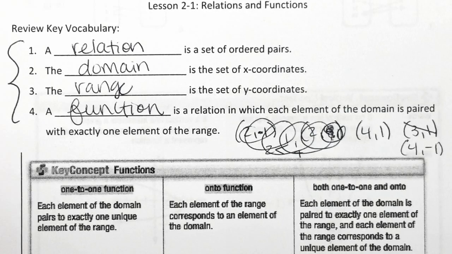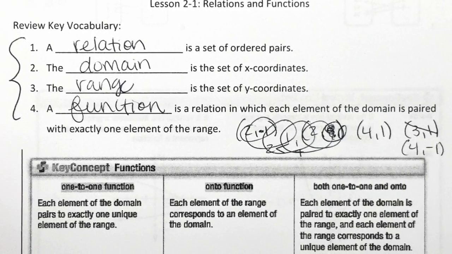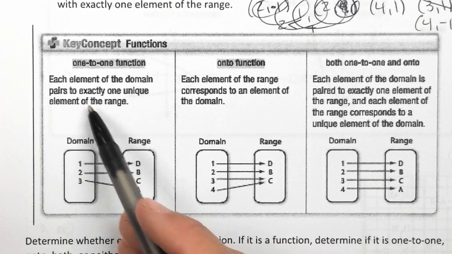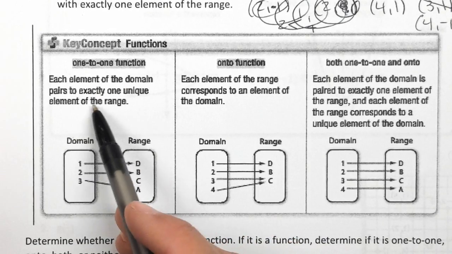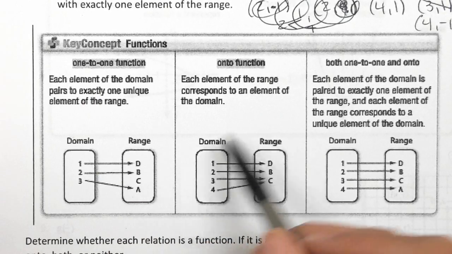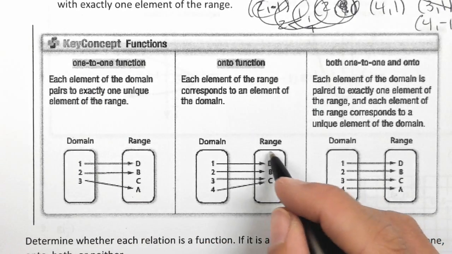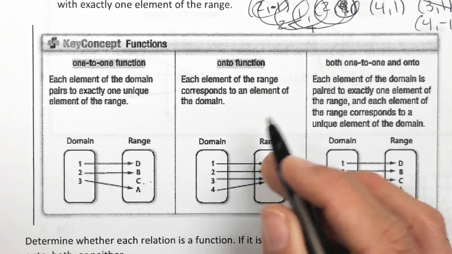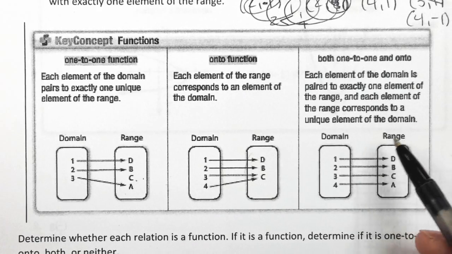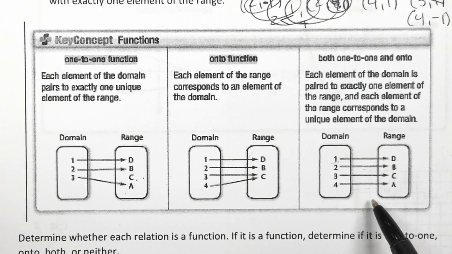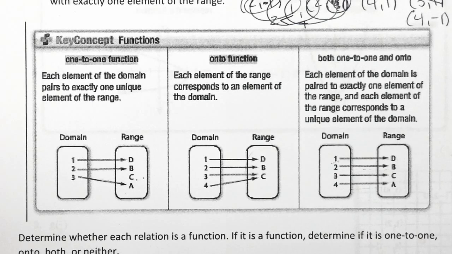Alright. There's three different types of functions, or actually two. The first one is one-to-one, and that means each element of the domain, so everything in here, goes to exactly one unique element of the range. Okay? An onto function means that everything in the range has an x value. There's no blank one like this one. That means onto. And if it's both one-to-one and onto, each element of the domain will go to one in the range. Each one will have a separate value to go to.